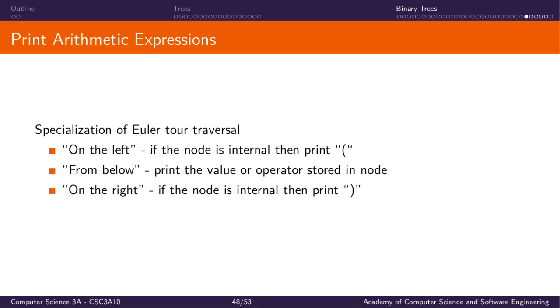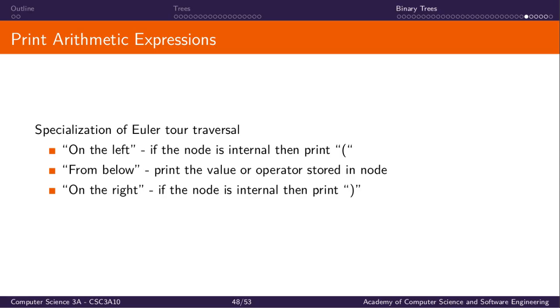Then when visiting from the right, again, we will check whether it's internal or external. If the node happens to be internal, we'll print the right parenthesis, the closing parenthesis. If it's external, note that we do nothing for the left and right visit. We only do something for the visit from below. But for internal nodes, we do different things for each type of visit.